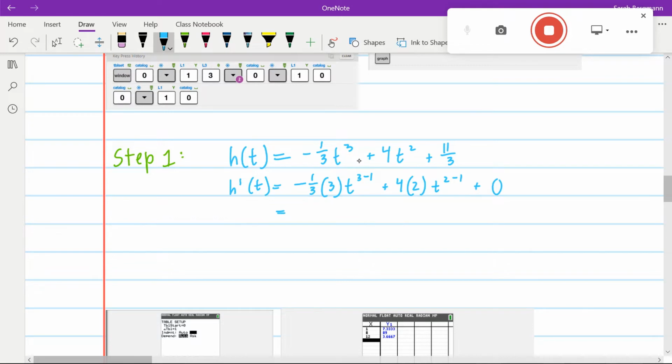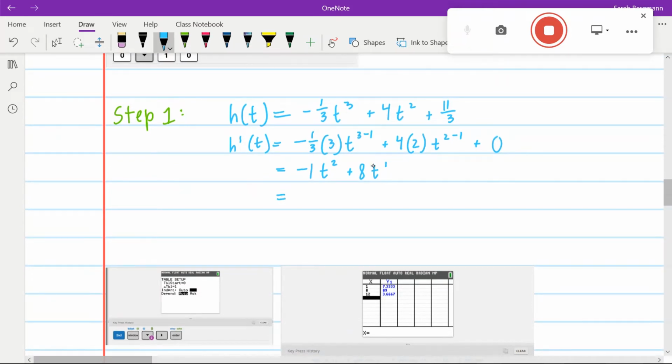So now I'm going to simplify. Negative 1/3 times 3 gives me negative 1. 3 minus 1 is 2. You can follow along from here. I don't really need to write the first power, so I can actually just erase that.